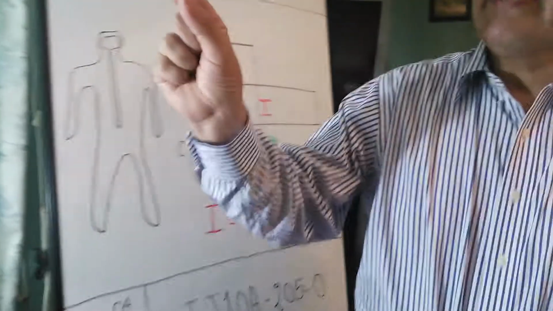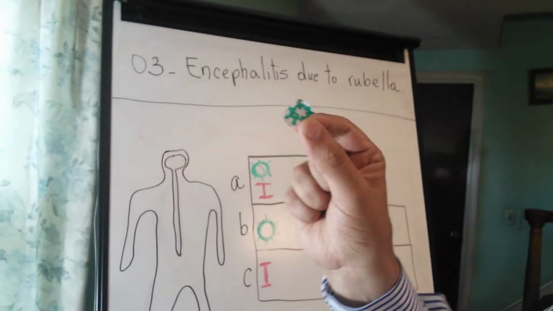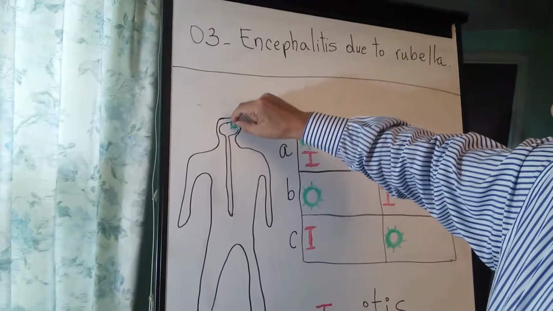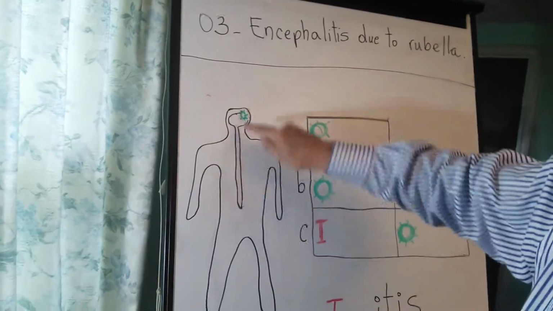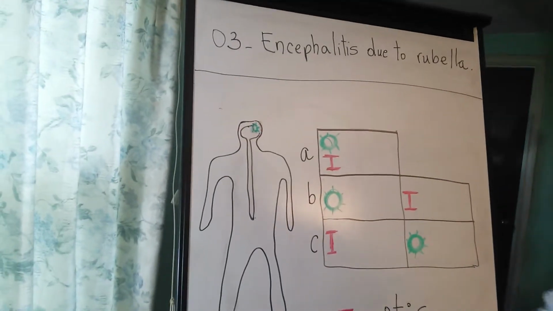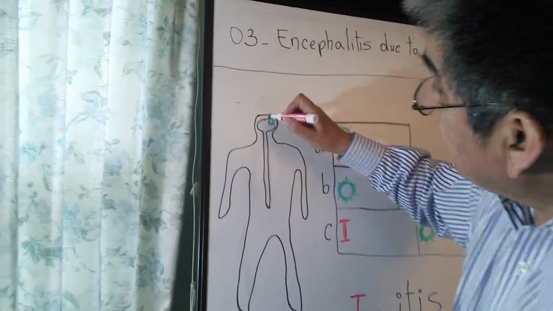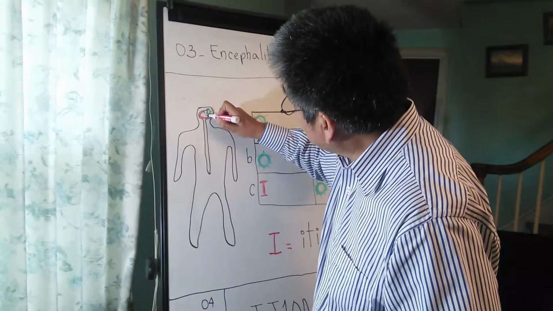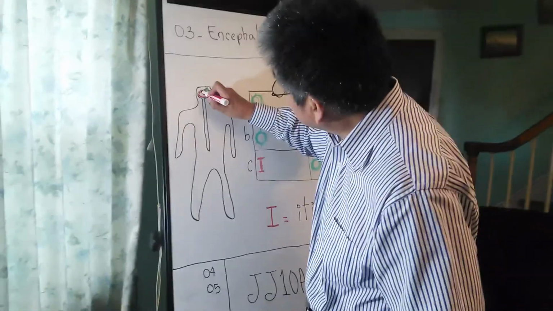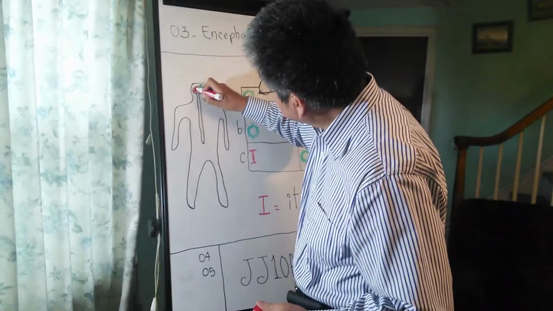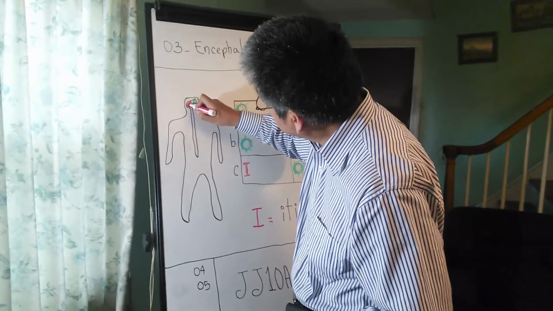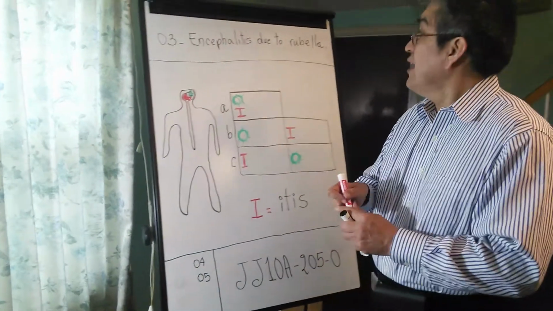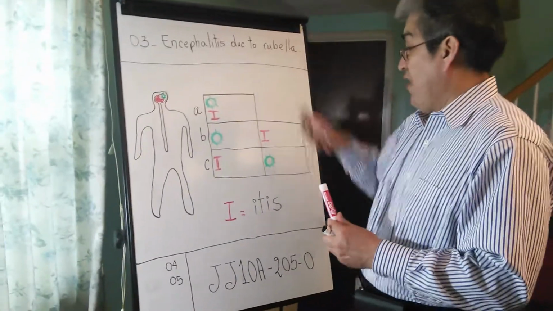This is the virus right here, you see? The virus comes somehow to the brain, right there. This is the brain and the spinal cord. It comes to the brain, and because it comes to the brain, the brain becomes inflamed. The brain, just the brain, because encephalitis is just the brain, it's not the spinal cord. You see the brain inflamed? That's what it is. Encephalitis due to rubella.